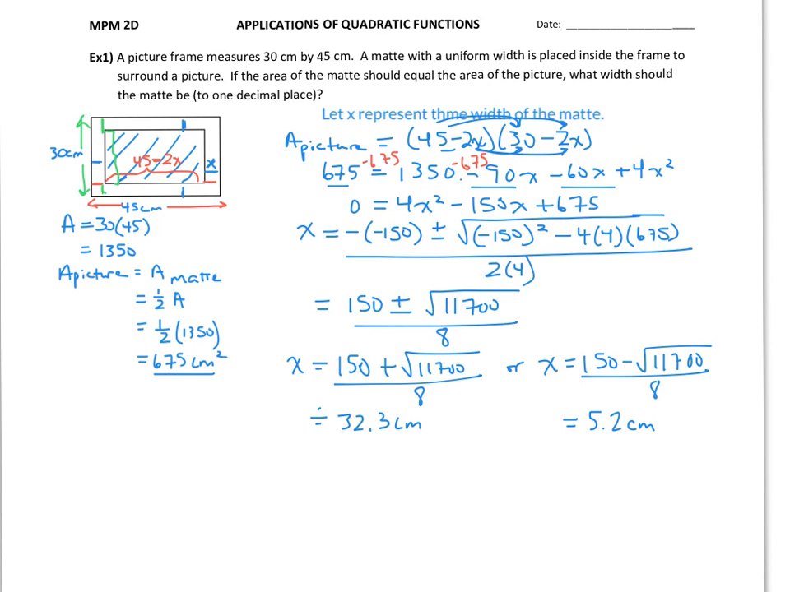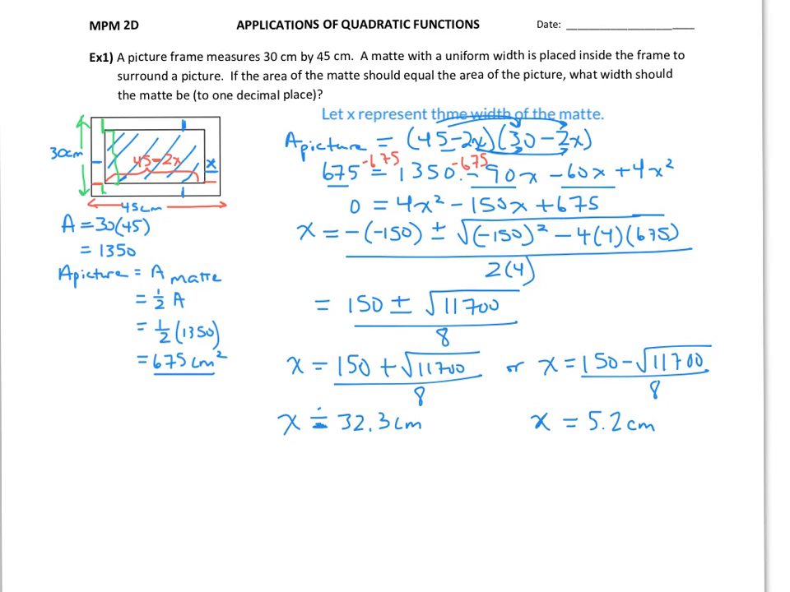Okay, and with the magic of technology, I now have my answers here, but I want to talk about those answers and talk about what makes sense here. So, we know x is the width of the mat. So I have x being approximately 32.3 centimeters or 5.2 centimeters.